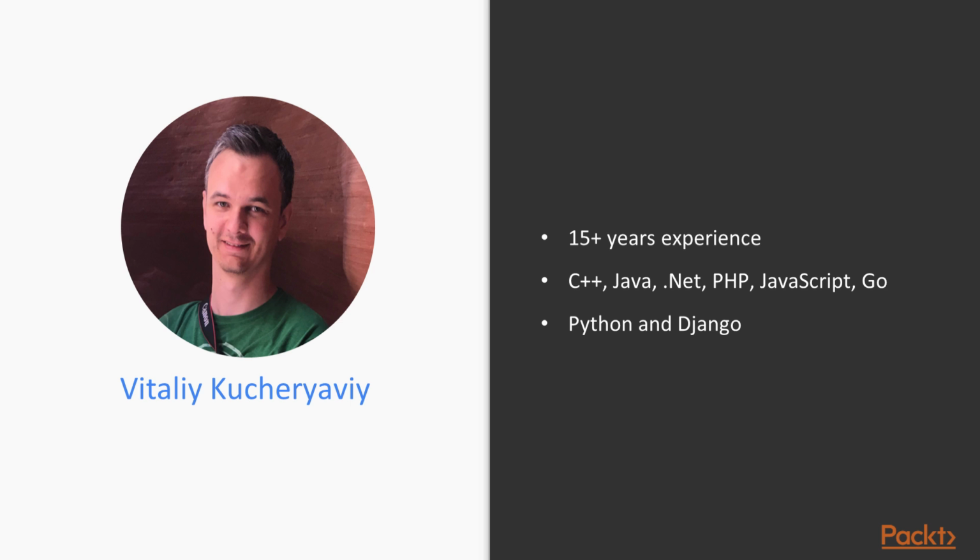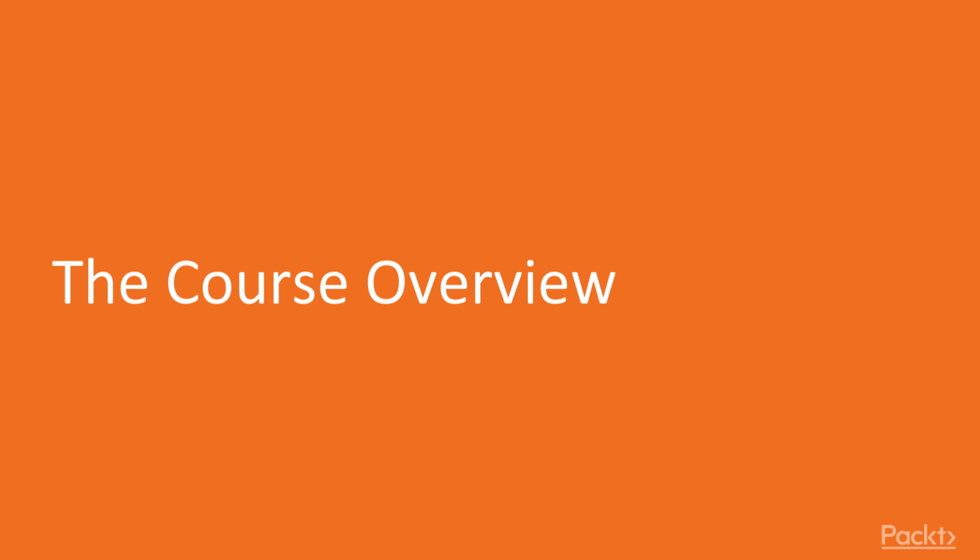A little bit about myself. I'm 33 and I've been a software developer for half of my life. I work with various languages and frameworks, and for the last 6-7 years I mainly work with Python and Django on web applications. In this course you're going to learn about Angular.